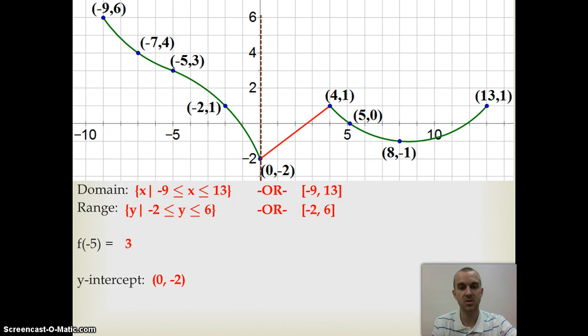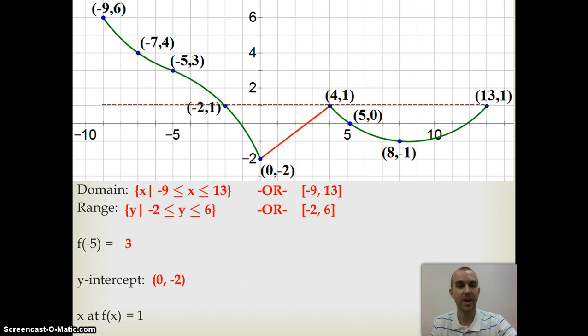Now maybe I'm asked also to find the x values for a specific function value. So if I know that f of x equals 1, I'd be looking and saying, well, where is it that my y values are 1? I'm just going to draw a line and I can look for all those. It happens at three different places: when x is -2, when x is 4, and when x is 13.